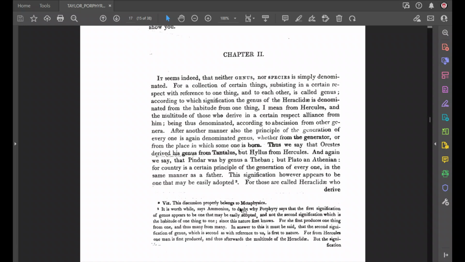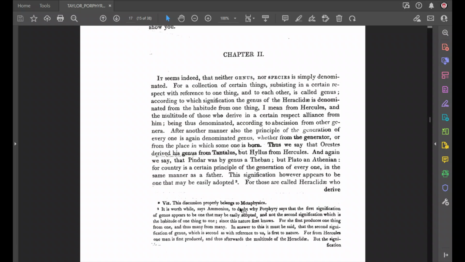A collection of certain things, and I want you older guys to pay attention, because you can understand this, but you have to pay attention. It's difficult. But if you pay attention, you can understand it. Here's the first idea that the word genus is used to represent. A collection of certain things subsisting in a certain respect with reference to one thing and to each other is called genus. A collection of things that has some relationship is called a genus.